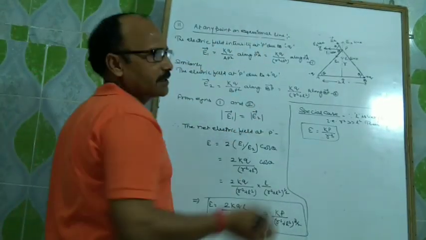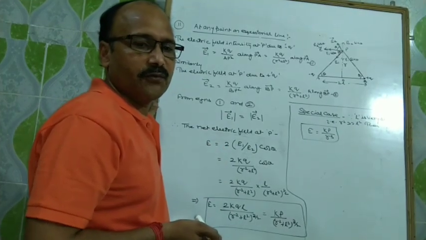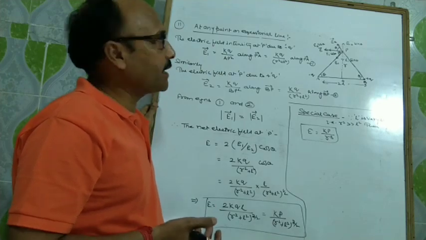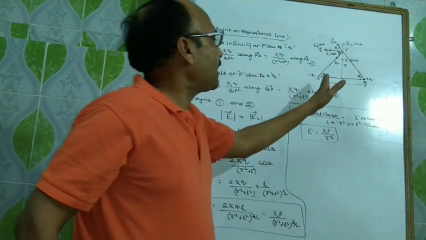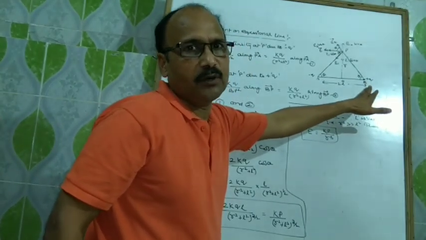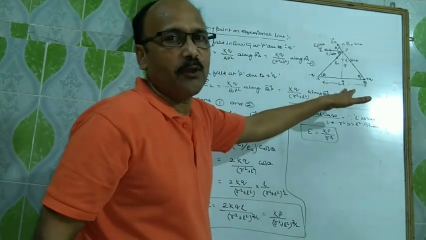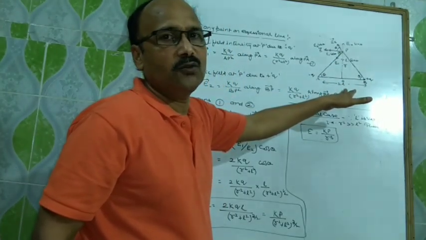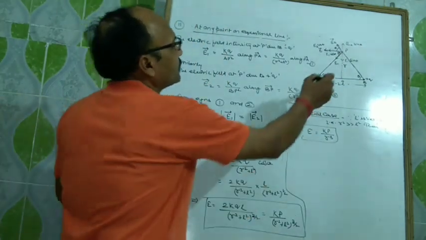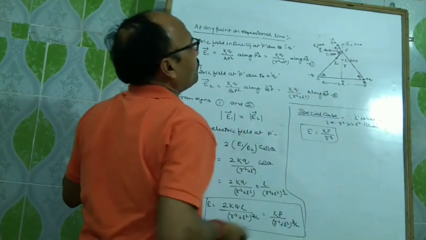In this case, first of all we should know what the equatorial line is. A straight line perpendicular to the axis of the electric dipole and passing through its center or midpoint is known as the equatorial line. So this dotted line will be the equatorial line and P will be the point of observation.